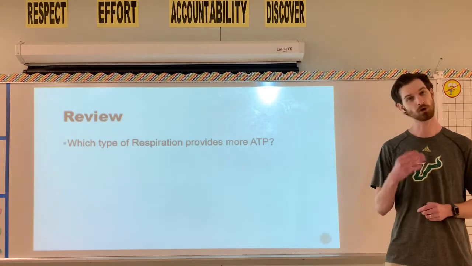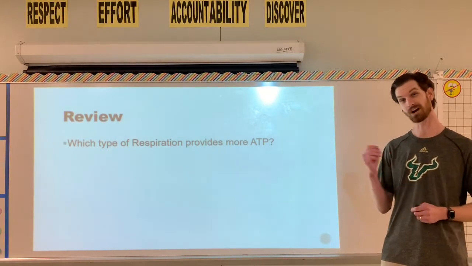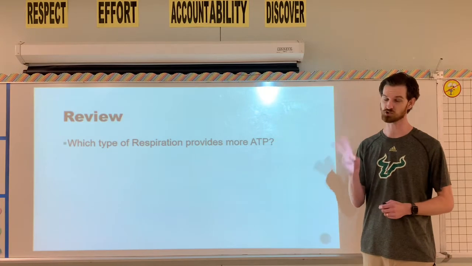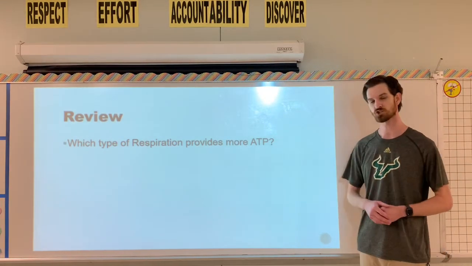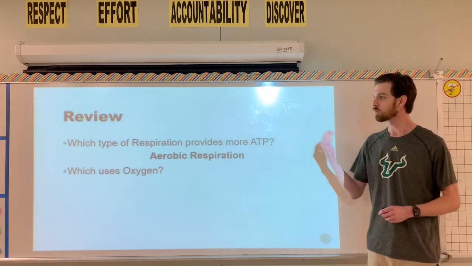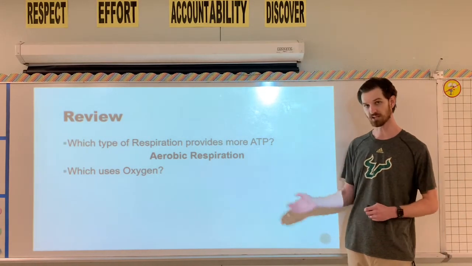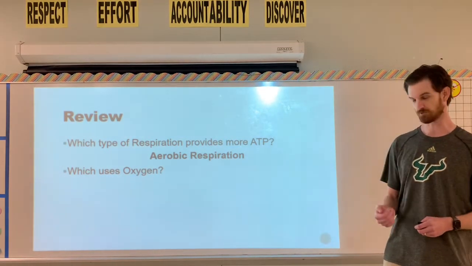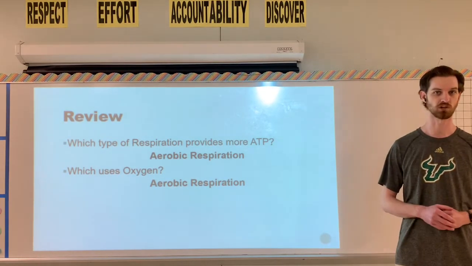Hopefully you remember that aerobic respiration produces 36 ATP per molecule of glucose, whereas anaerobic only produces 2 ATP per molecule of glucose. So it is much more efficient to use the aerobic side than an anaerobic, okay? Which one uses oxygen? Again, aerobic is the key thing there. Aerobic refers to oxygen, that gas. So aerobic respiration is using your oxygen as well.